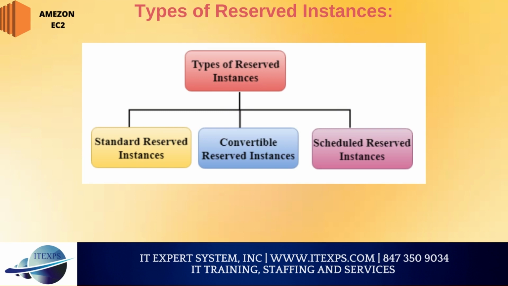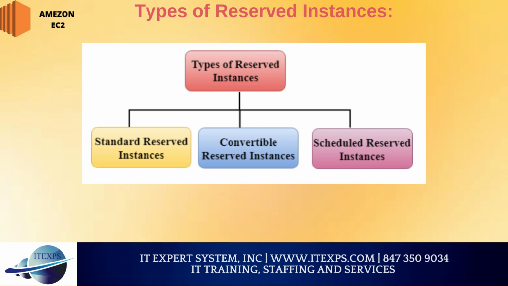Types of reserved instances: Standard reserved instances, Convertible reserved instances, Scheduled reserved instances. Standard reserved instances provide a discount of up to 75% off on-demand. For example, you are paying all upfront for a 3-year contract. It is useful when your application is at the steady state.